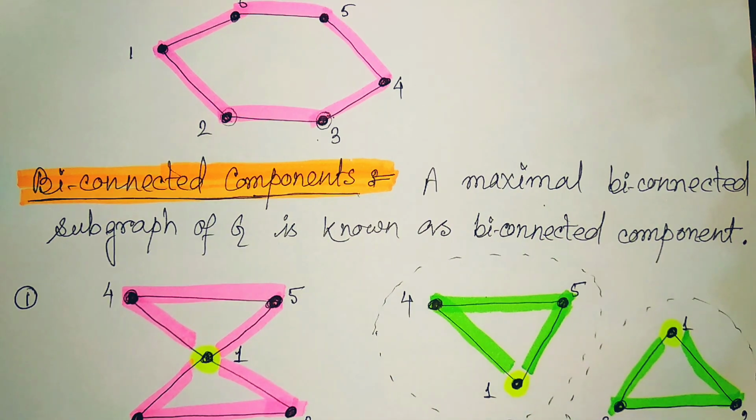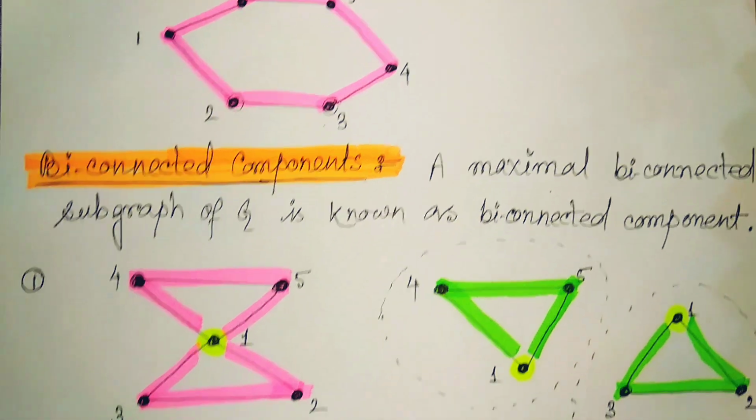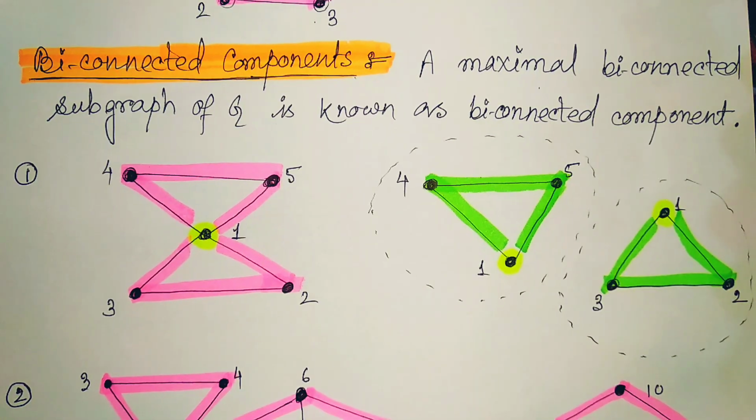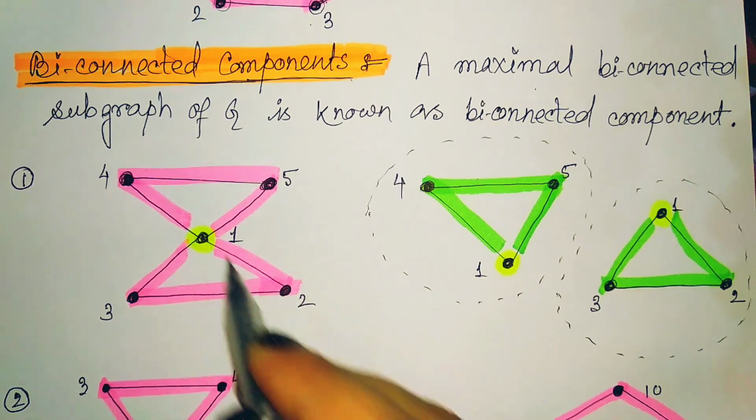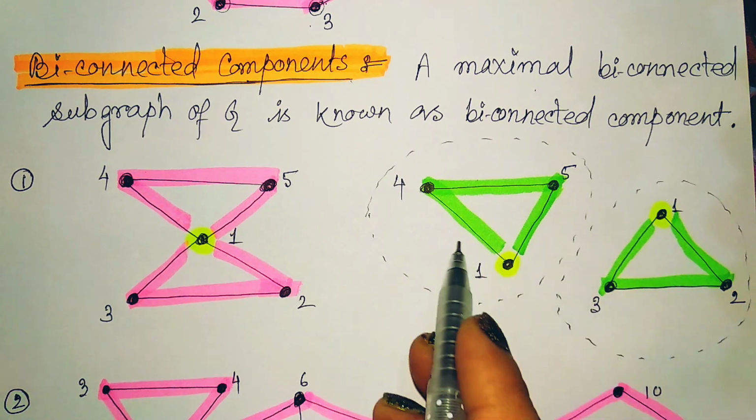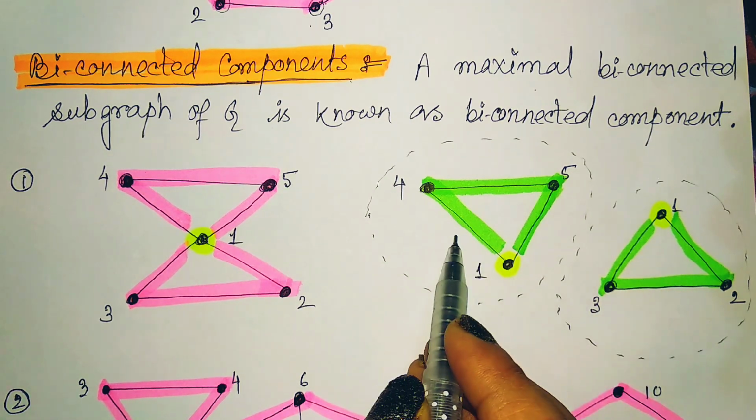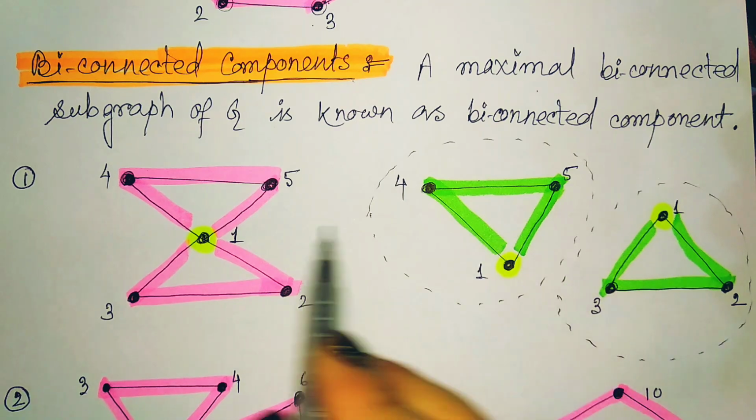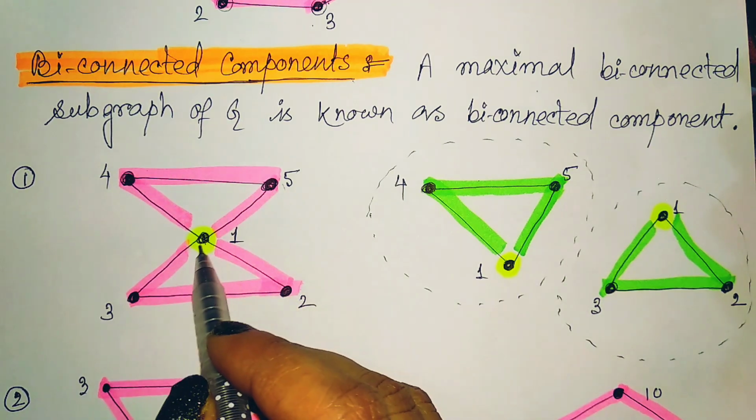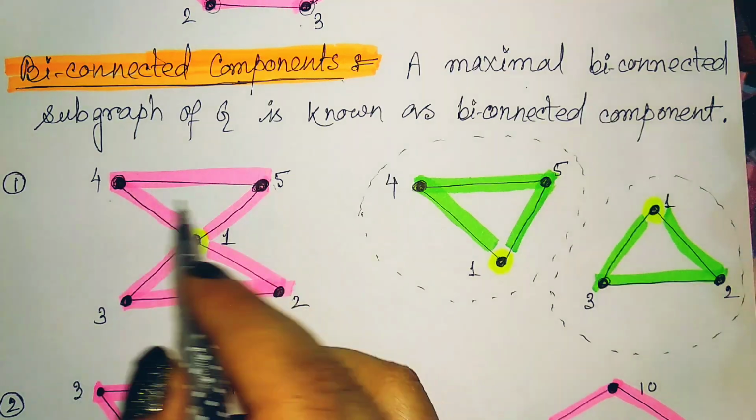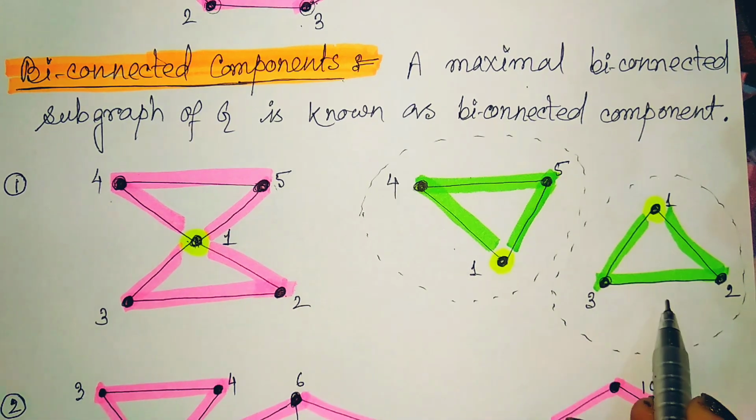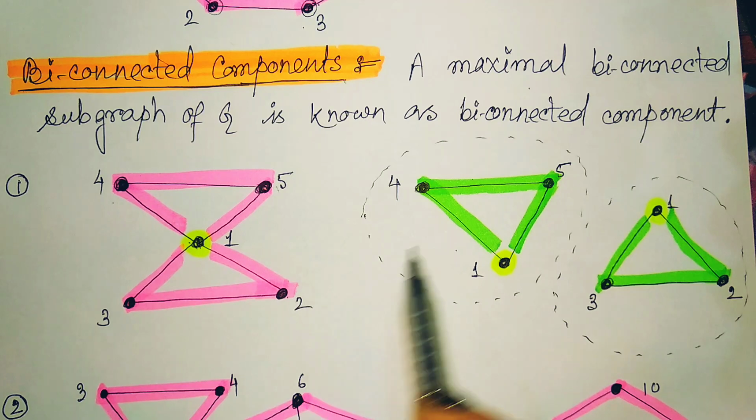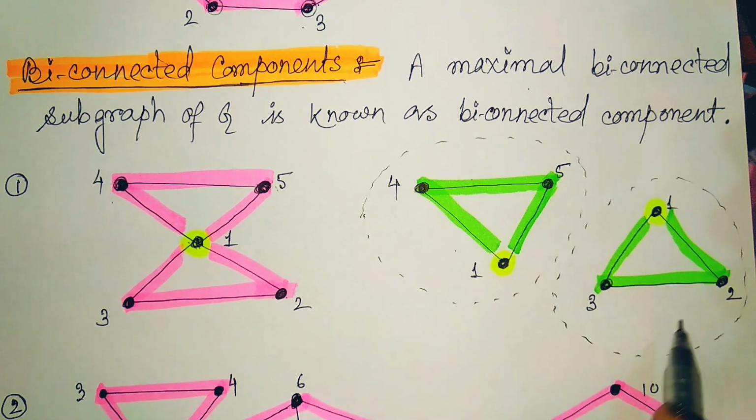So here you should understand what it means. Suppose this one is a graph. In this graph, this vertex is the articulation point. So depending upon that, we can separate the given graph into two blocks. This individual block is a biconnected graph. If we consider this one as a subgraph, that is 1, 4, 5, using these vertices and these edges, and 1, 3, 2, using this one, we create another subgraph, then we will find out that each subgraph is a biconnected graph.